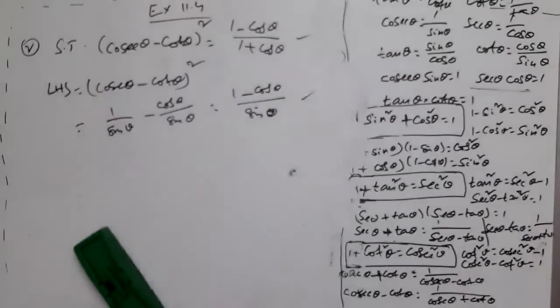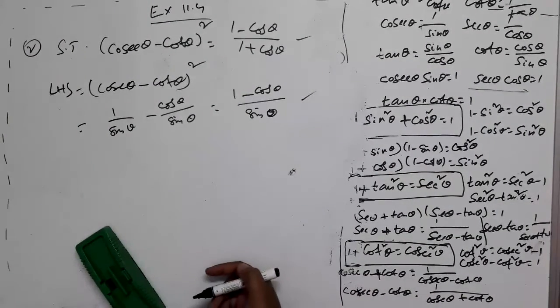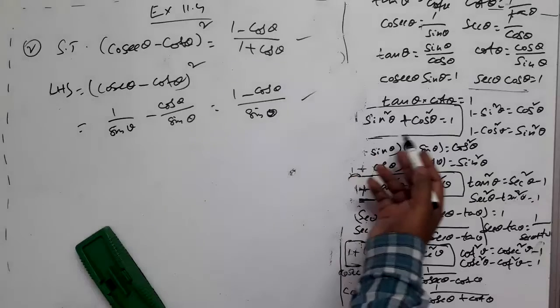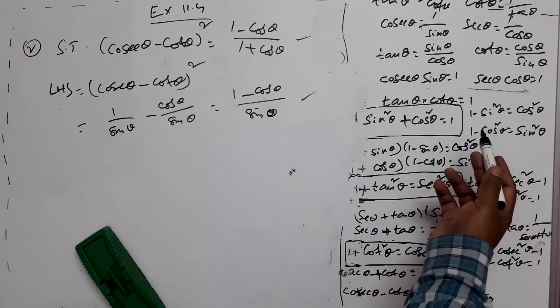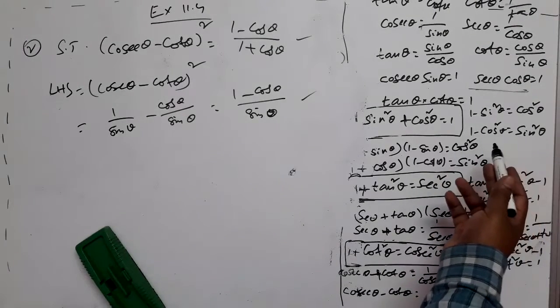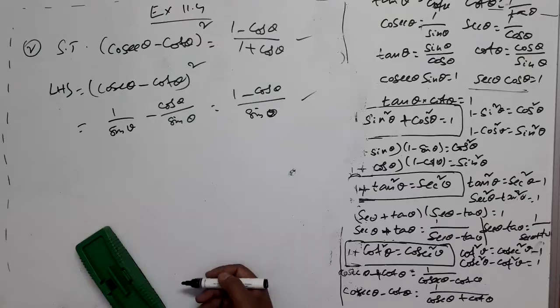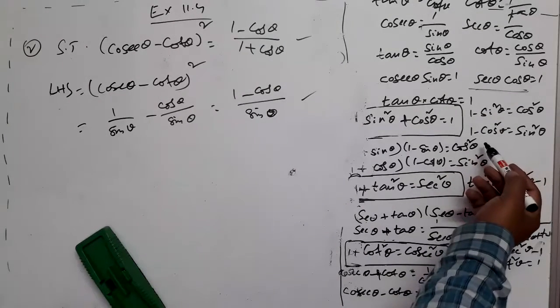Is there any relation between sin and cos from the identities? Yes. If you have sin square theta plus cos square theta, that can be replaced by 1. In the same way, if you have 1 minus sin square theta, that can be replaced by cos square theta. If you have 1 minus cos square theta, you can have sin square theta. Or if you have sin square theta, you can write that as 1 minus cos square theta.